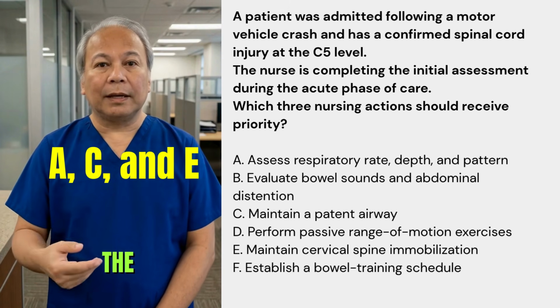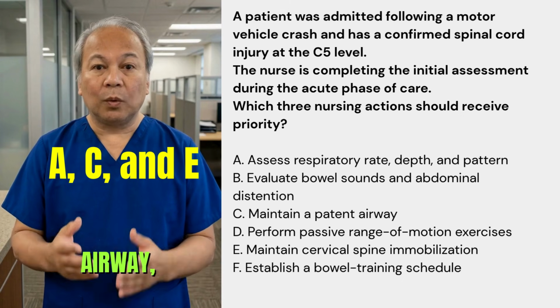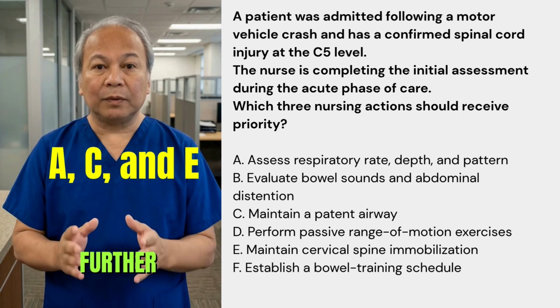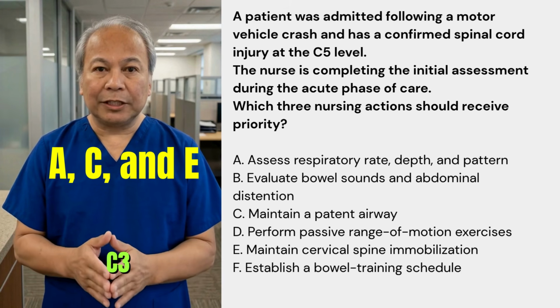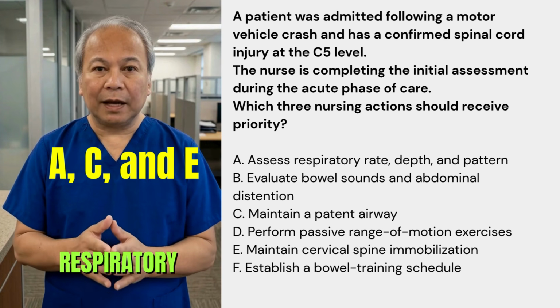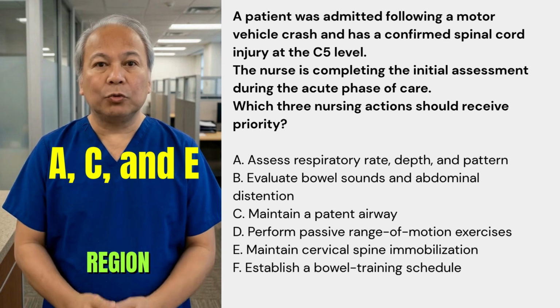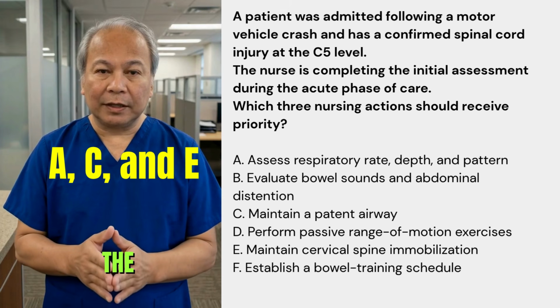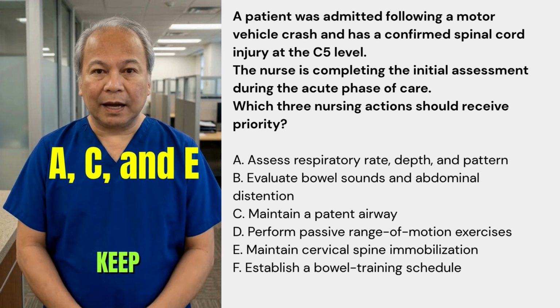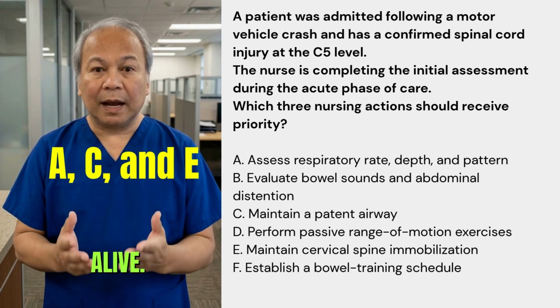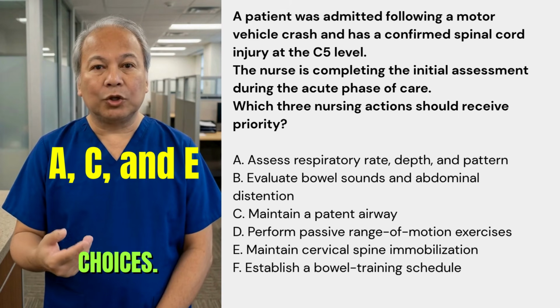Before you even look at the options, think airway, breathing, prevent further spinal cord injury. A spinal cord injury around C3 through C5 can affect respiratory function because this region is associated with the diaphragm. Remember, C3, C4, C5, keep the diaphragm alive. Now let's break down the choices.